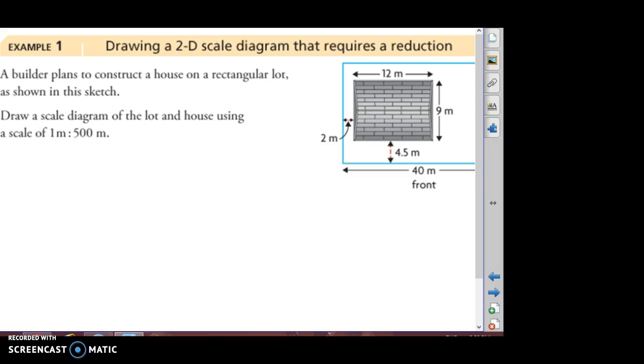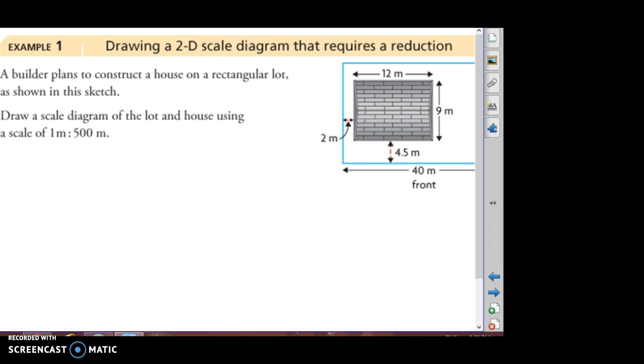Section 8.3, scale diagrams. A scale diagram is a drawing where measurements are proportionally reduced or enlarged from the actual measurements. A scale is similar to the original. If we're looking at example 1 on page 475, a builder plans to construct a house on a rectangular plot as shown in the sketch. Draw a scale diagram of the lot and house using a scale of 1 meter to 500 meters.